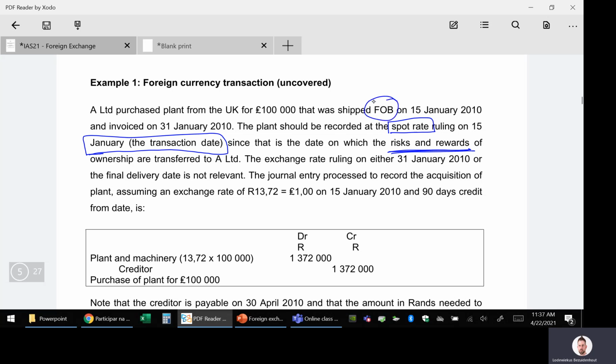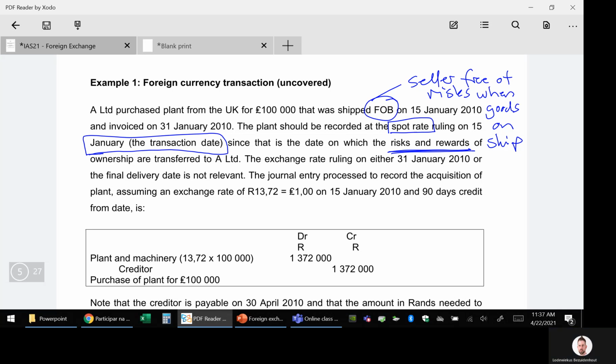Because FOB means the seller is free of any risks when the goods are on the ship. So we will convert it at that spot rate on the 15th of January.